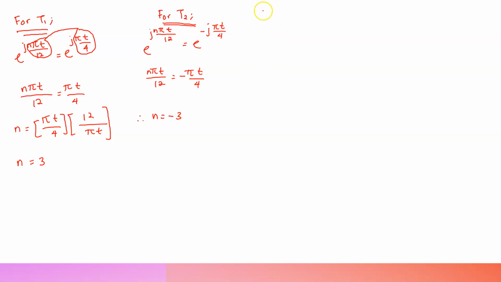Next, for T3 is e^(jnπt/12). This one is equivalent to e^(j2πt/3). Okay, so you have nπt over 12 equals 2πt over 3. So in this case, for T3, n is equal to 8.